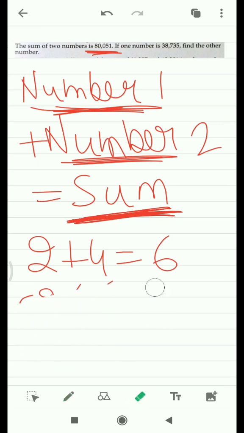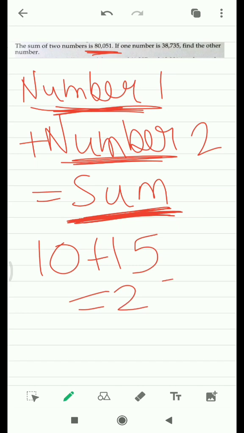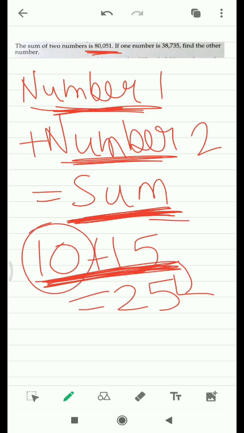With any numbers of your choice you can do this. Results will come out to be the same. Suppose I am adding 10 plus 15. It comes out to be 25 because after addition your number increases. So these addends will always be less than your sum, right?